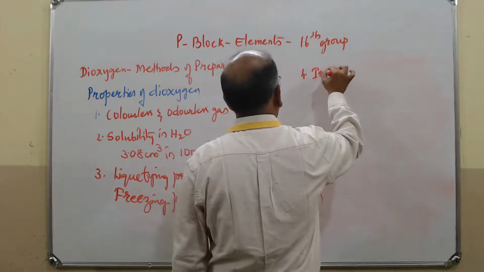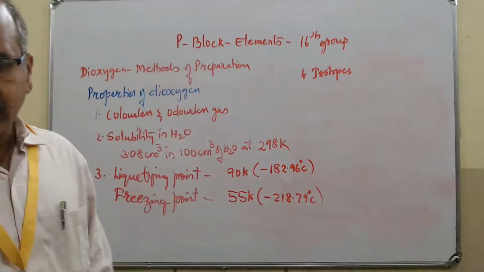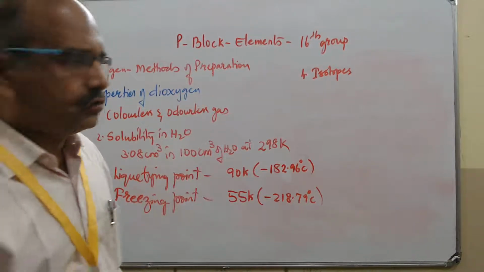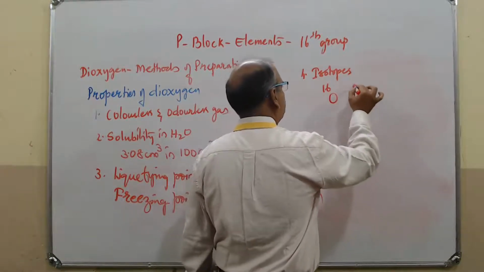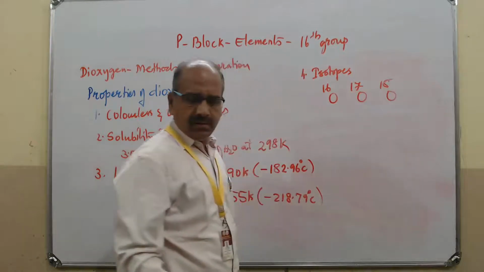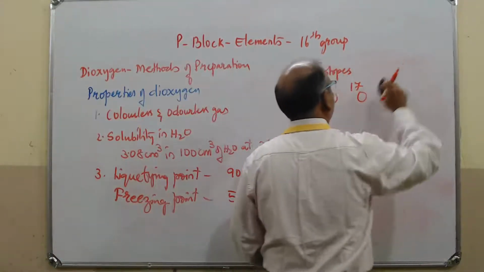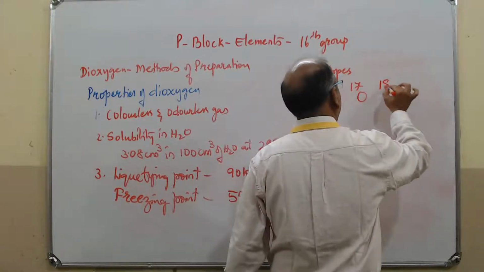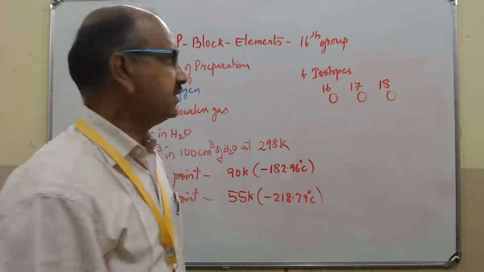Then this is existing in three different stable forms. Isotopes if you take, dioxygen is existing in three different forms. Three isotopes are there. So one is oxygen 16, another is oxygen 17, another is oxygen 18. Three different forms it is existing.